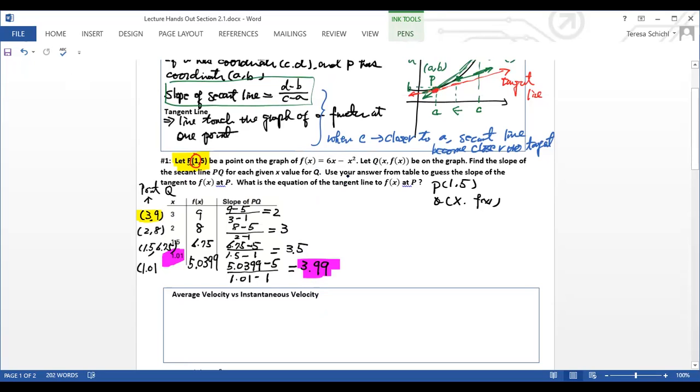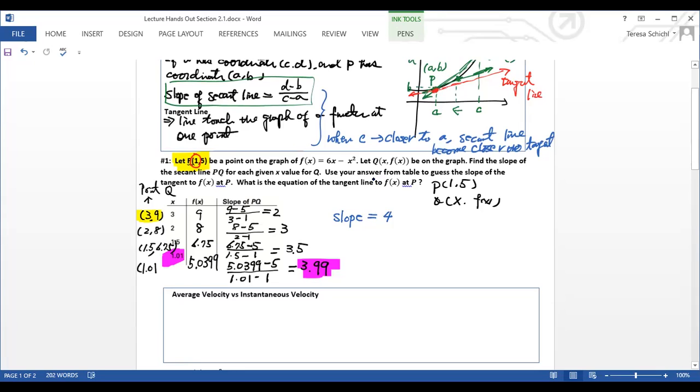So that's why, use your answer in the table to guess the slope of the tangent line at P. So I know when I push this point getting closer and closer here, right? So my slope is becoming closer and closer to 4. So I'm guessing the slope is probably equal to 4 based on these tables here.